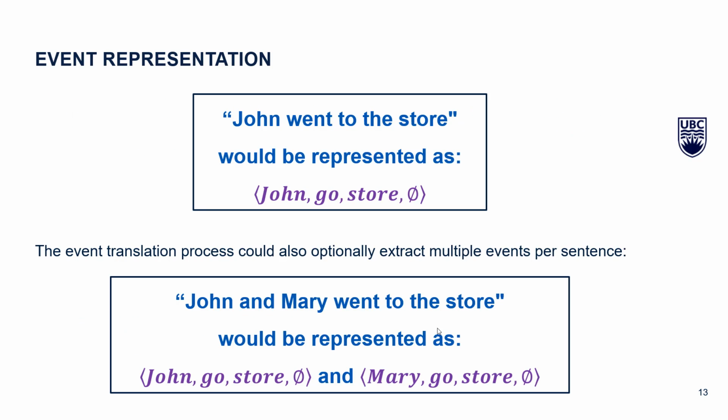So you can see here, in just a basic event representation, we would have, say, the sentence, John went to the store. It would be represented as John, go, store, empty. The event translation process could also optionally extract multiple events per sentence. So if we have the sentence, John and Mary went to the store, it would be represented as John, go, store, empty, and also another one, Mary, go, store, empty.